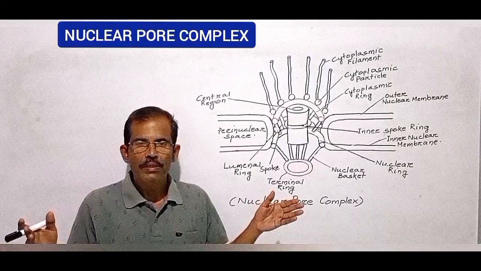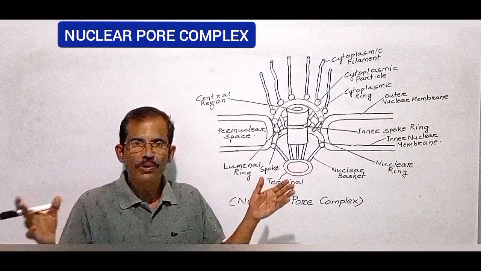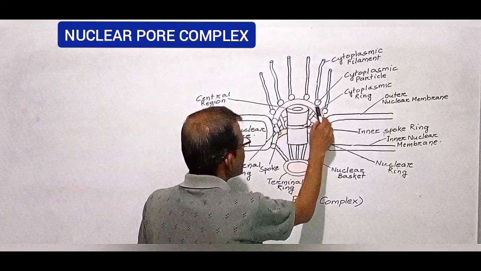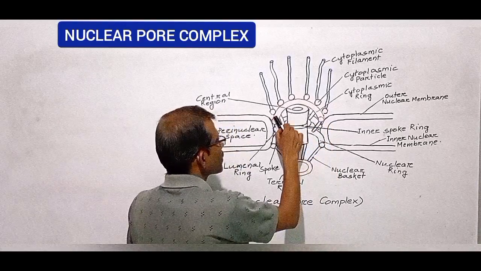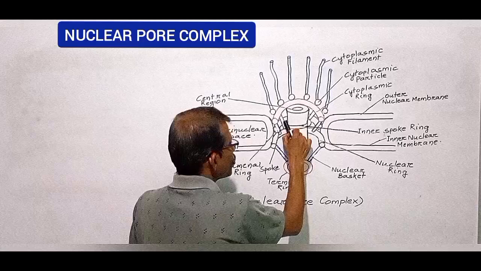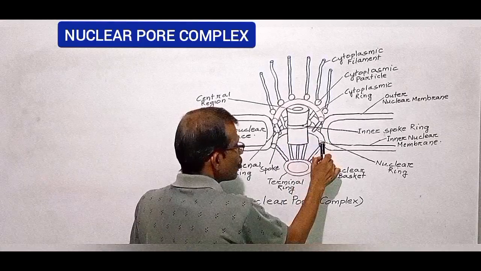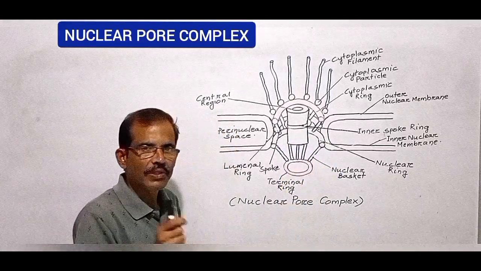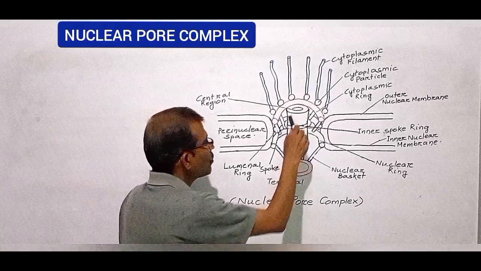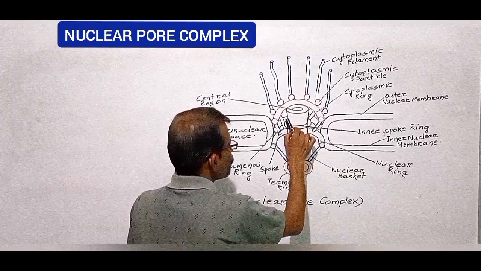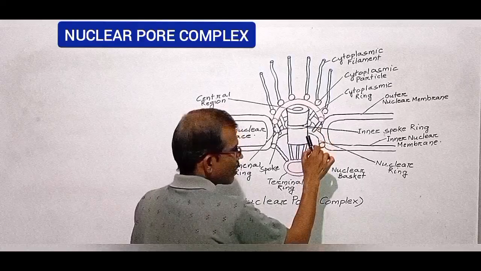Nuclear pore complexes have a scaffold consisting of three different stacked rings. These rings are cytoplasmic ring, spoke ring and the nuclear ring. Each ring is with eightfold symmetry. Out of these three, the spoke ring is present in the middle.